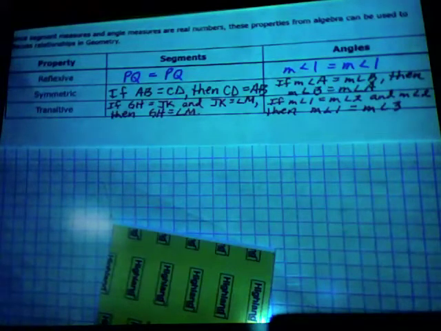So when you're done, I want you to flip this over onto the other side. That is what a proof should look like.